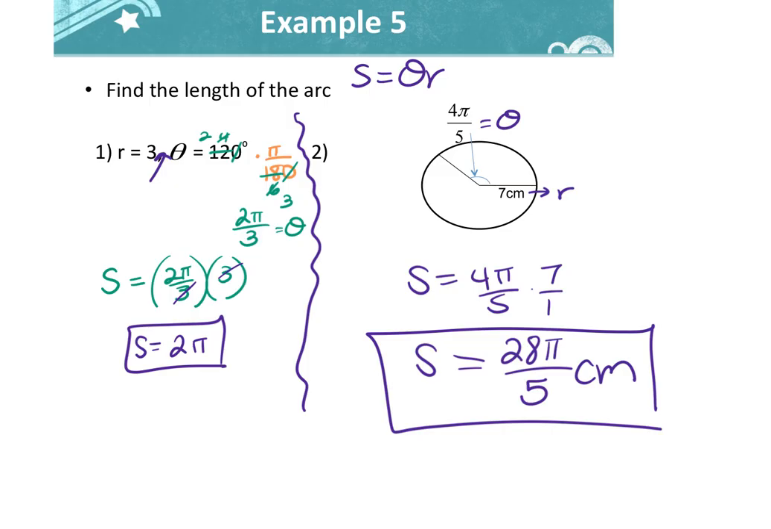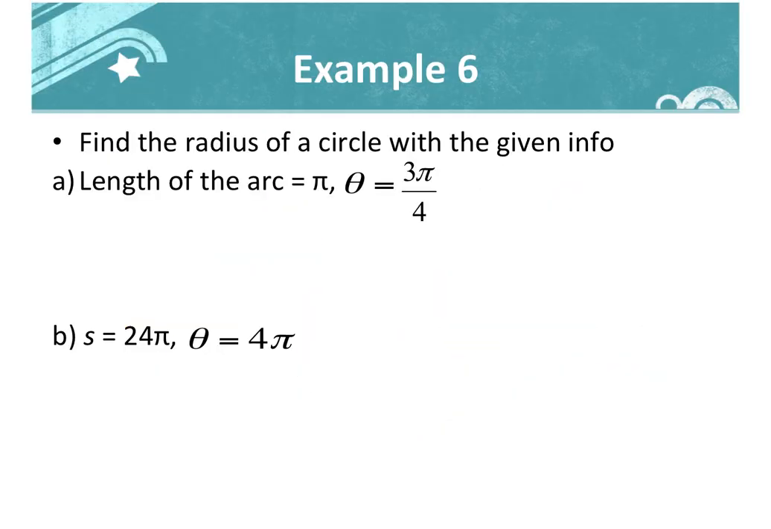Questions on that one? Okay, and then the last thing is we can give this in any kind of order. So it doesn't always have to be that you're given theta and the radius. Maybe you're given the arc length and theta, or the arc length and the radius. So find the radius of the circle with the given information. The length of the arc, which means S equals pi. And theta is 3 pi over 2.